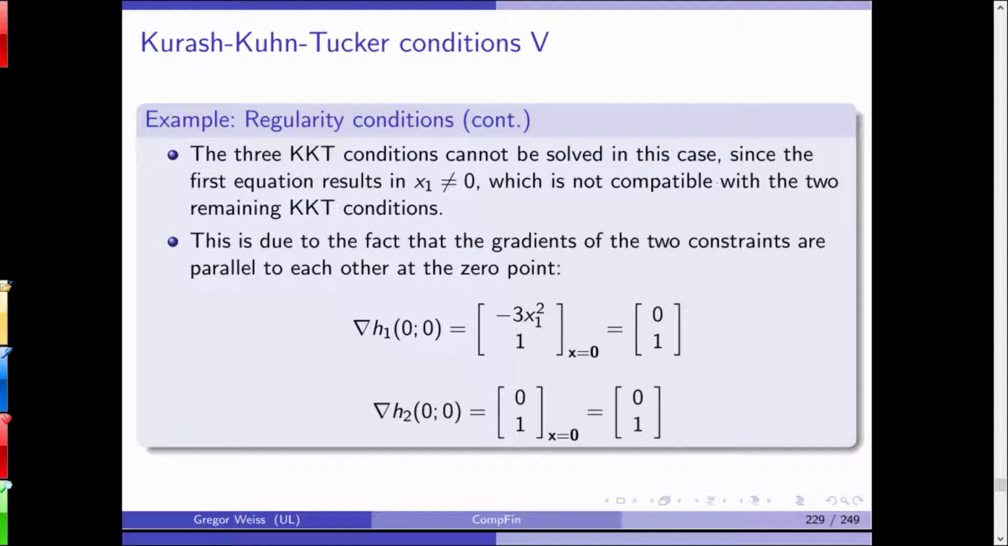And why is this? It's simply due to the fact that the gradients of the two constraints are parallel to each other, and they cannot form a basis of the R2. Now, you can see this. The first one at (0, 0) is just (1, 0), and the second one is the same, (1, 0). So you have two vectors, they are identical, and then they don't span the two-dimensional real space. So this is one necessary condition you need.